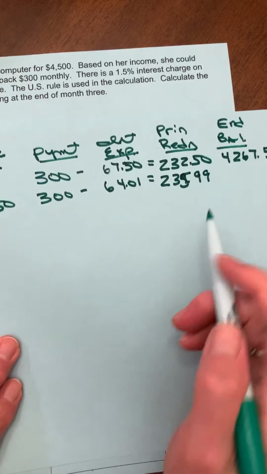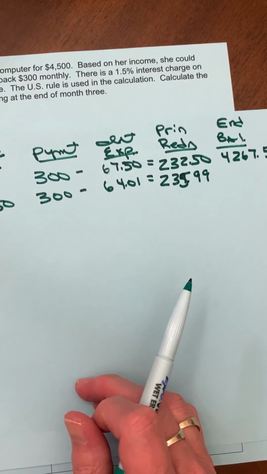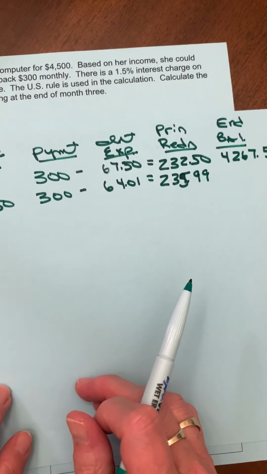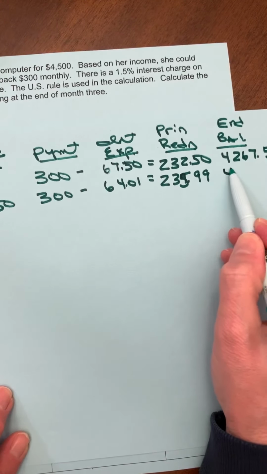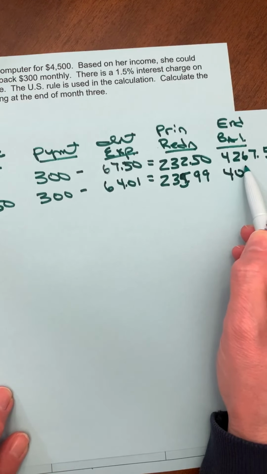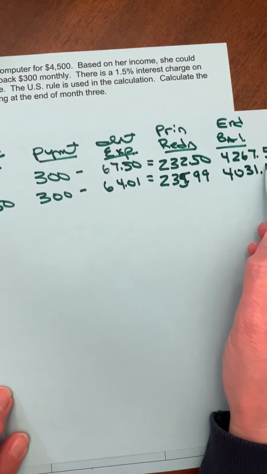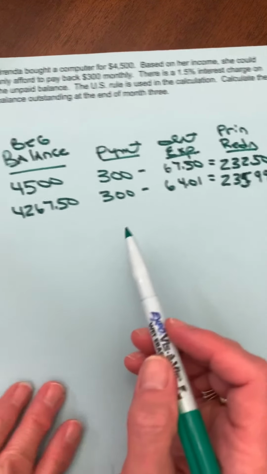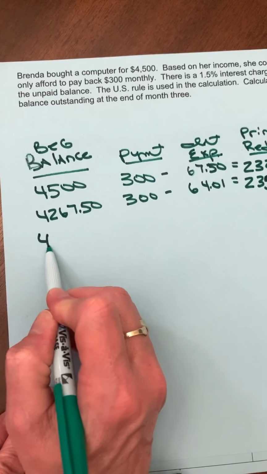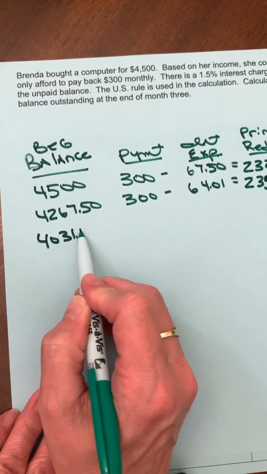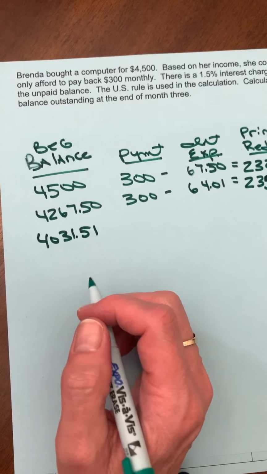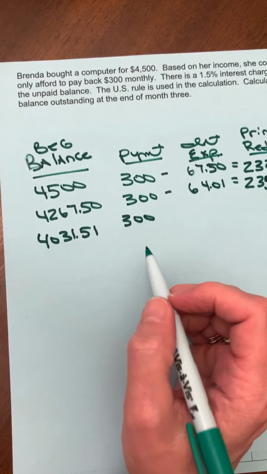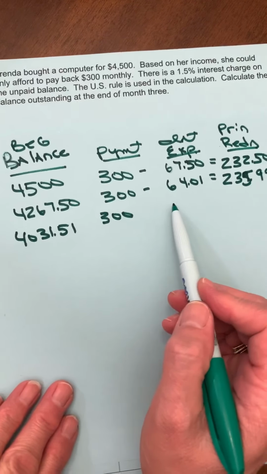So if we start the month owing $4,267.50, and now we're reducing that by $235.99, our new balance is $4,031.51. So the balance at the end of month two becomes the balance for the beginning of month three, $4,031.51. We'll again make a $300 payment. And again, our money first goes towards interest.